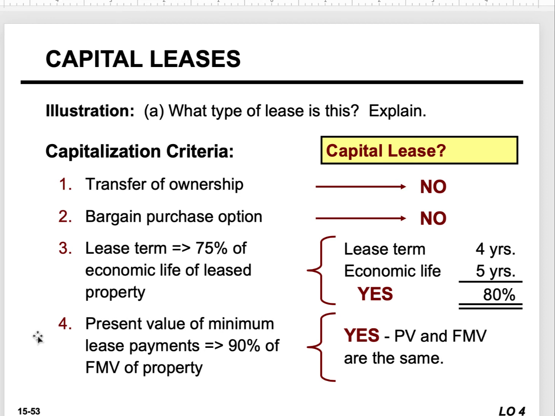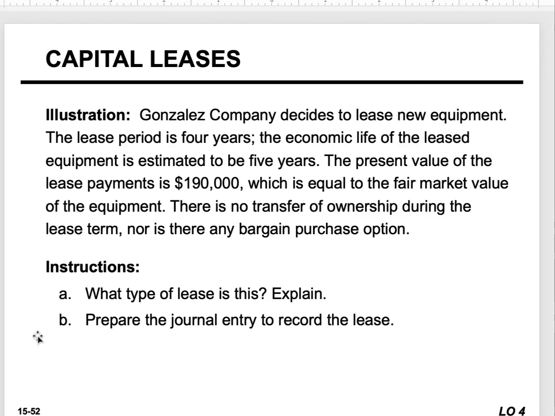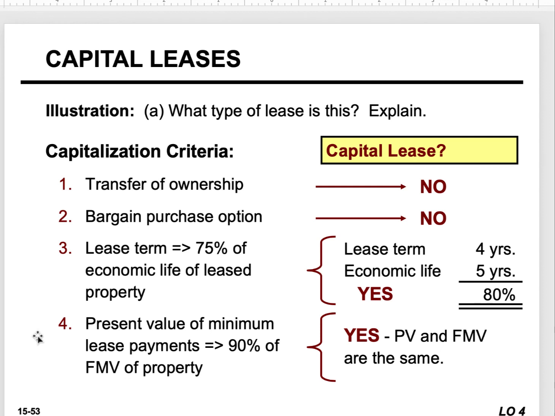Okay. So what type of lease is this? Well, the first question says, does ownership transfer? At the end of the lease term, do I own this asset? Well, the previous slide says no, I don't own it. There is no transfer of ownership. So it's not a capital lease.